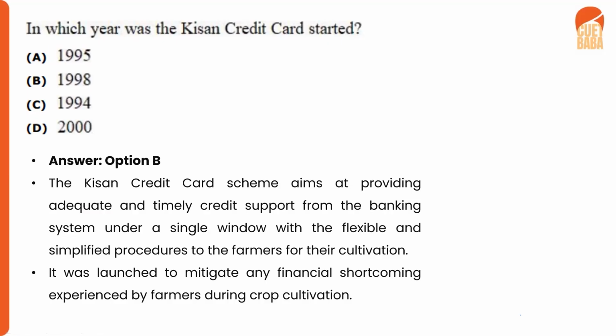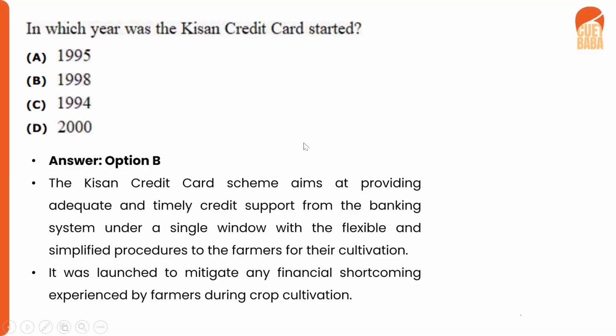So what I feel is, rather than just doing the previous year questions and just finding directly the answers, it would be better if you go through the questions and also the nearby questions to it. So like, what is Kisan credit card? If you understand that, it would be easier to answer all the questions. So now we move on to the answer, that is in which year the Kisan credit card was started. So that is in the year 1998, that is option B.